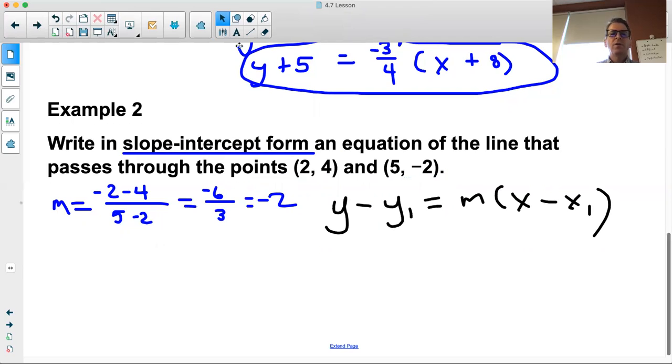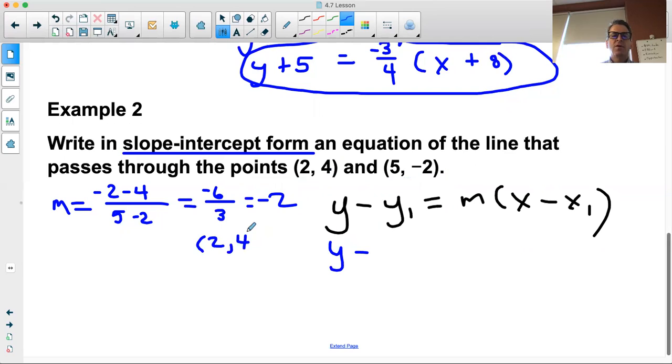What you see here is you've got your y minus the y. In this case, I'm going to use 4. So I've got my slope of -2, and I've decided to use (2, 4) for that point. So I'd have y minus the y, which would be 4, is equal to the slope, which was -2, times the x minus the x, which in this case is 2.